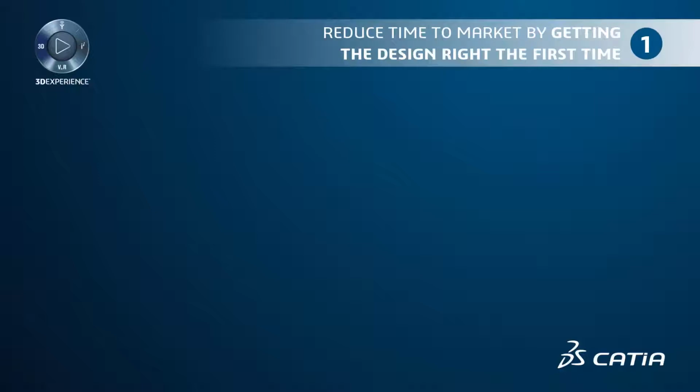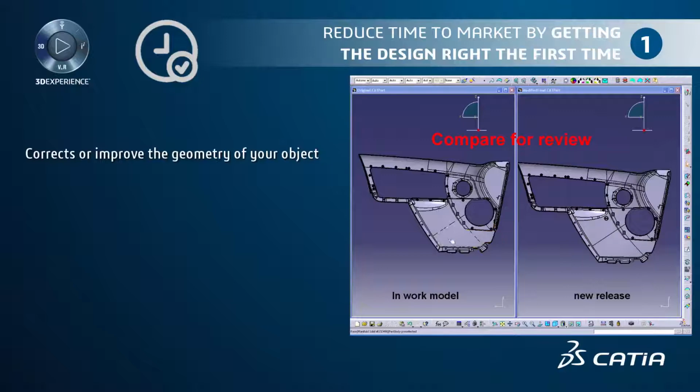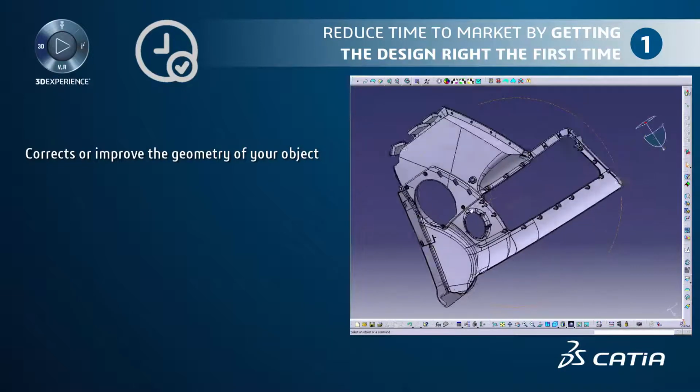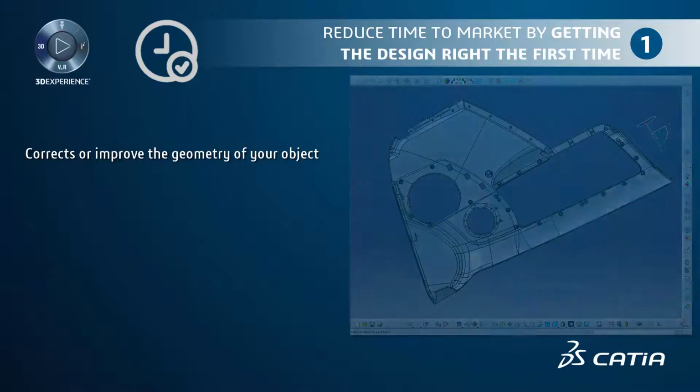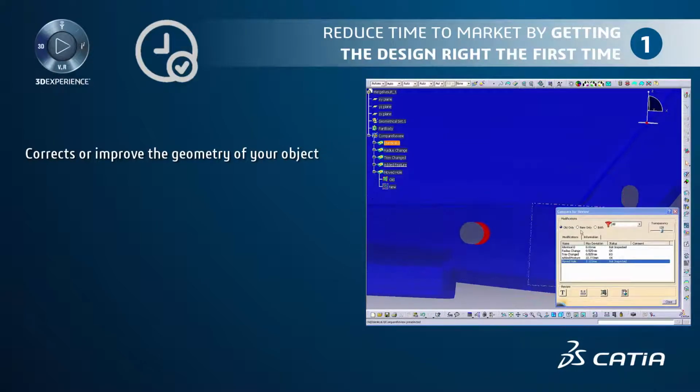Powerful CATIA capabilities reduce time to market by enabling you to get the design right the first time. You can correct or improve the geometry of your objects thanks to functionalities like Compare for Review, available in the Healing Assistant workbench. You will be able to check if a new release of a part has been modified and then review these modifications and validate or reject them.